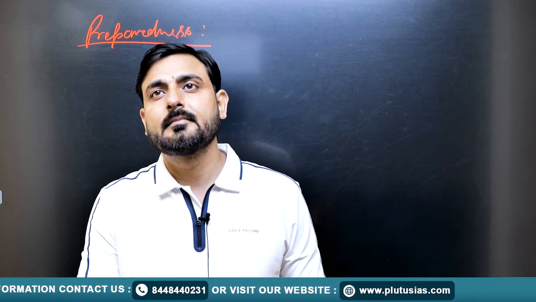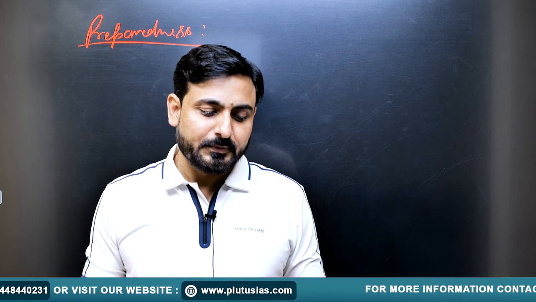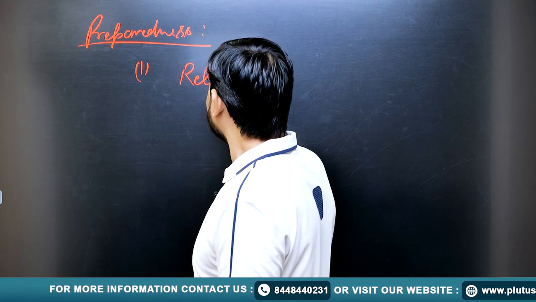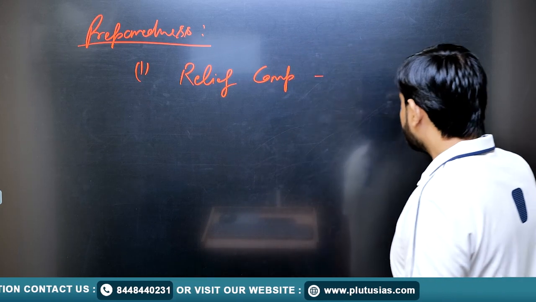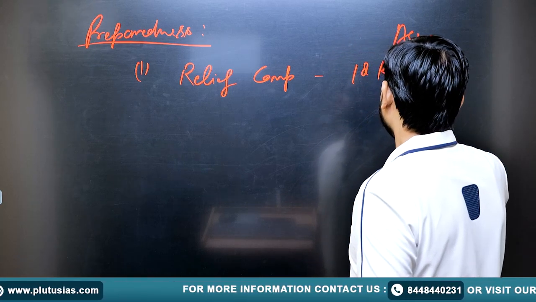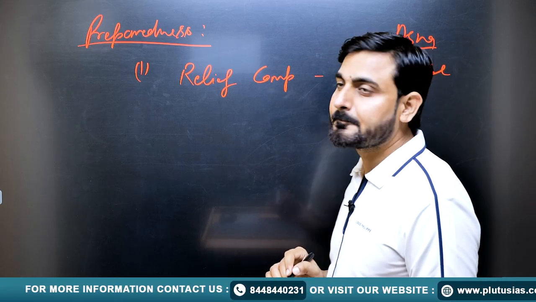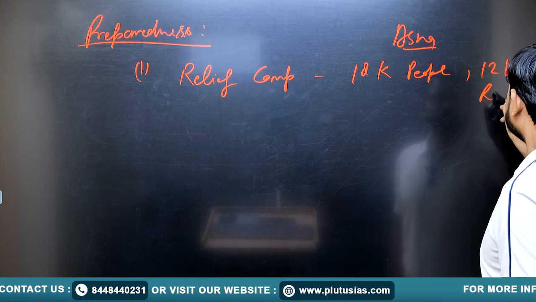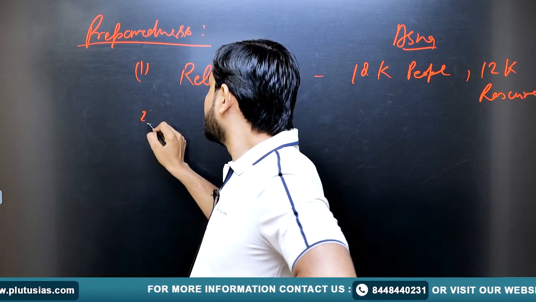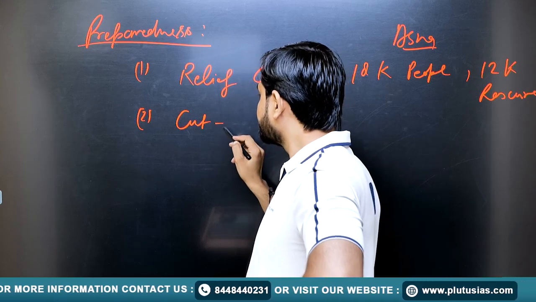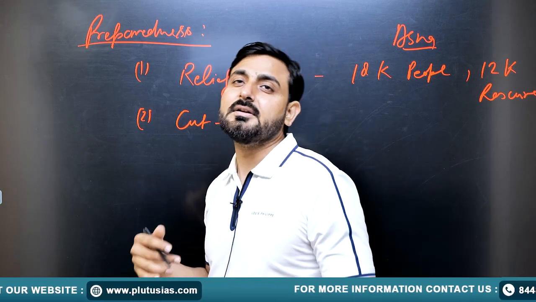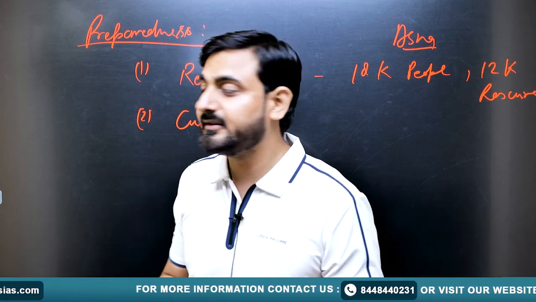Now, moving towards preparedness. During Cyclone Michaung, Cyclone Asna, or other cyclones, what kind of preparedness does the government do? Generally, the government develops relief camps. In the Asna case, the government shifted nearly 18,000 people to relief camps, and nearly 12,000 people were rescued. Further, whenever there is a cyclone condition, the electricity department cuts power. Otherwise, there might be more casualties and damage because of short circuits and other things.